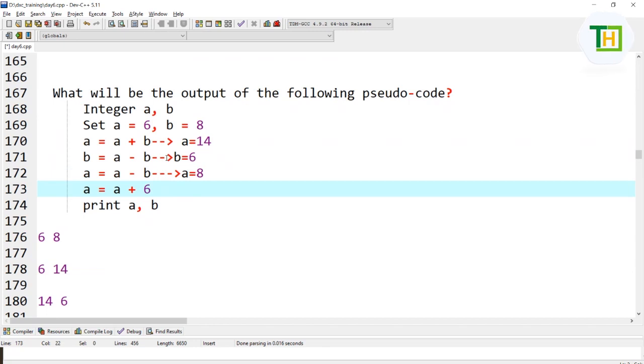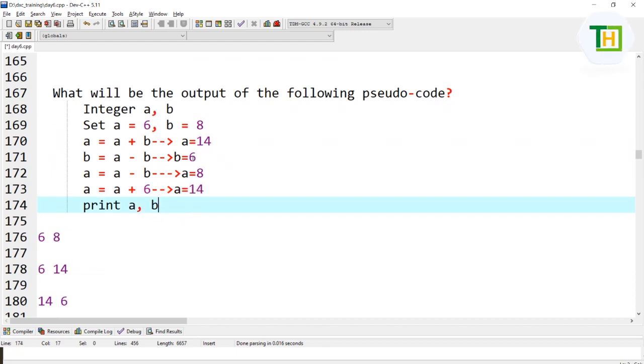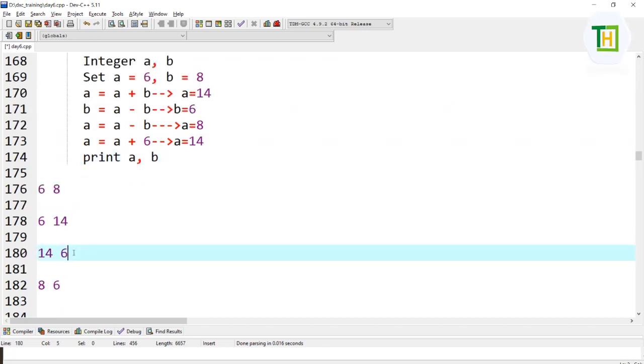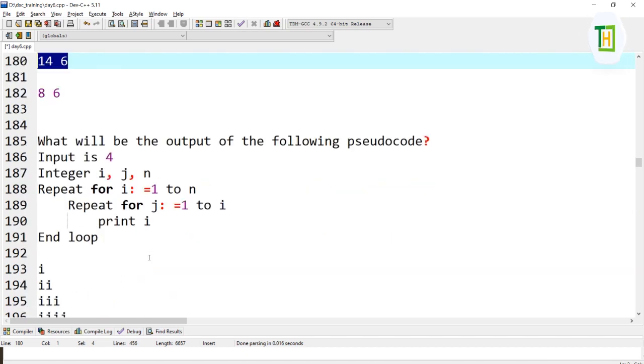And coming to this line, A is equal to A plus 6. That is going to be 14. A is equal to 14 again. And print what is A value and what is B value. A value is 14 and B value is 6. 14 and 6 is the answer here.